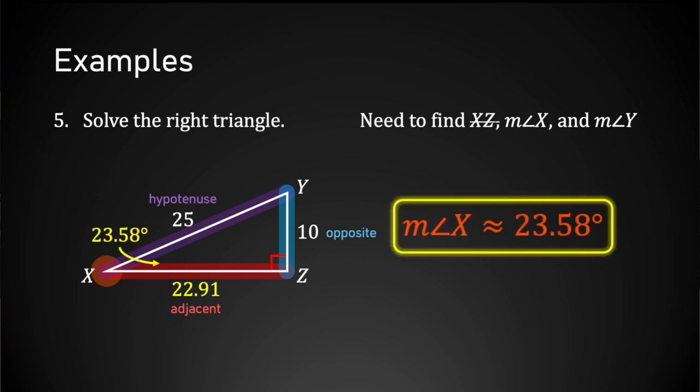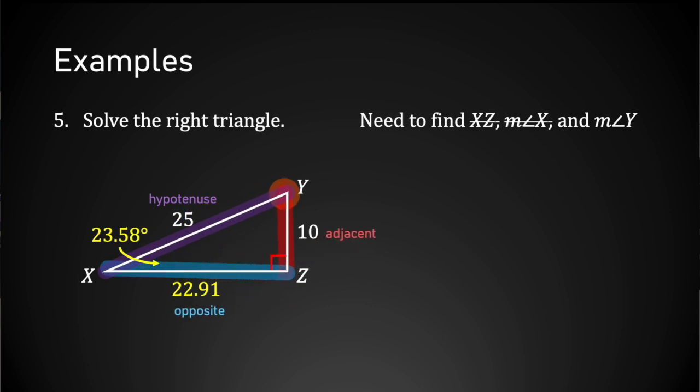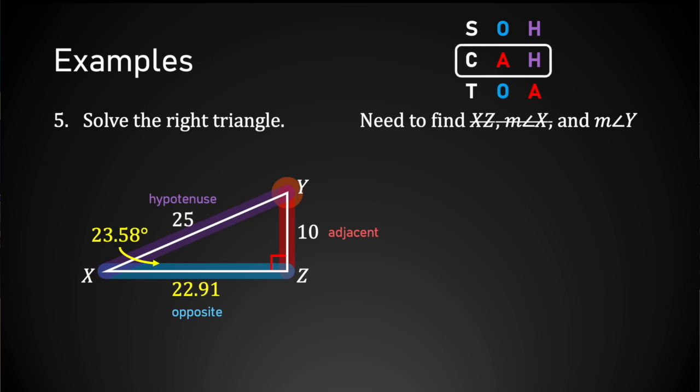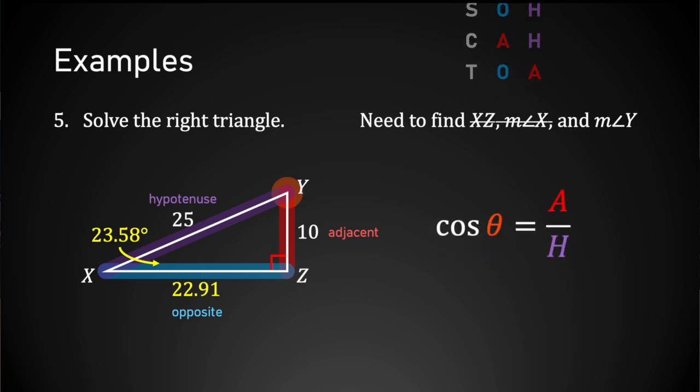Now we just have to find the measure of angle Y, but keep in mind, now that we're using a new reference angle, we're switching which side is considered opposite and which one is considered adjacent. But the hypotenuse never changes. So now we have adjacent and hypotenuse, which appear in the cosine function. So I'll start with the definition. Cosine of theta equals adjacent over hypotenuse.